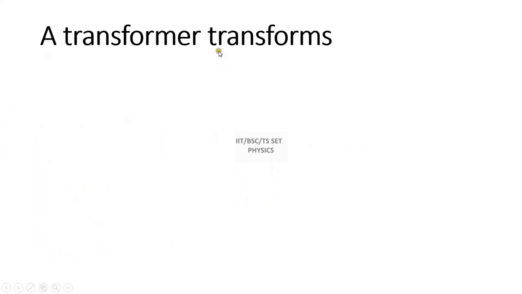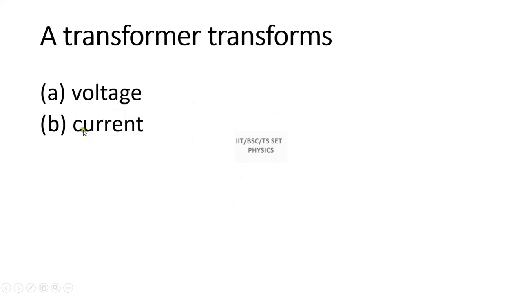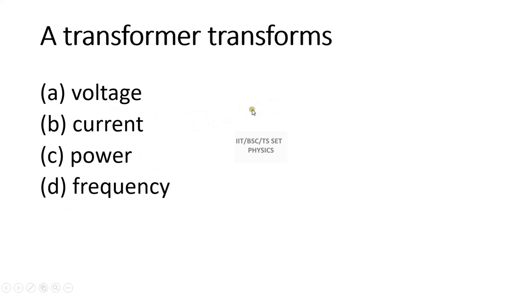A transformer transforms A. Voltage, B. Current, C. Power, D. Frequency. The answer is C, power. V1 I1 equals V2 I2.